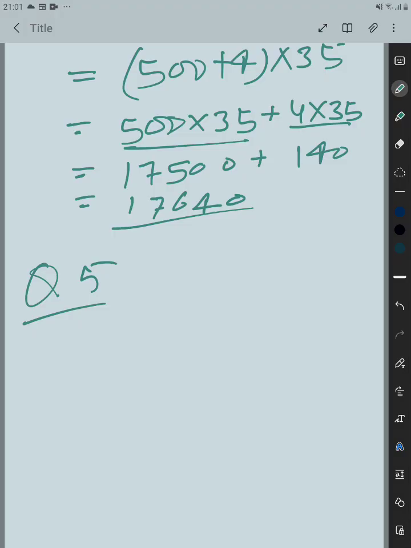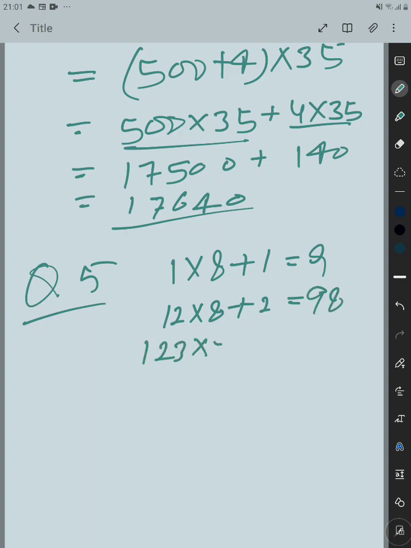Okay, so we have a pattern. What is the pattern? 1 multiplied by 8 plus 1 equals 9. The second one is 12 multiplied by 8 plus 2, which equals 98. And 123 multiplied by 8 plus 3 equals 987.